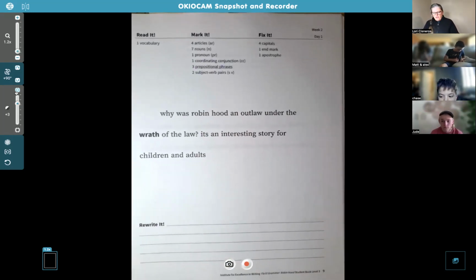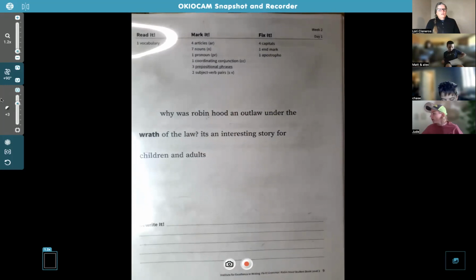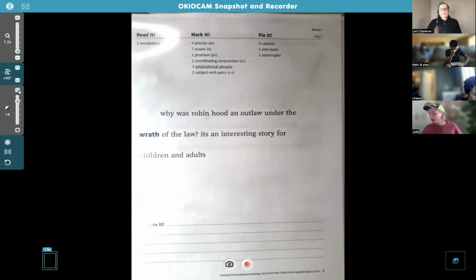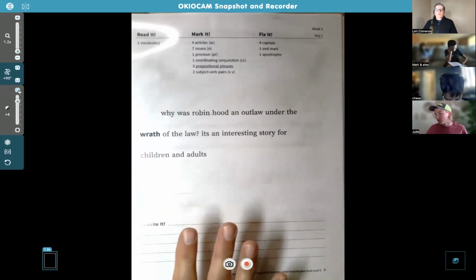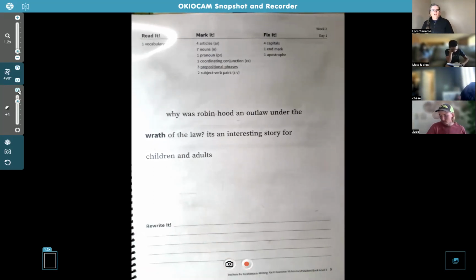Go ahead and turn to page 9. This is the practice page we're going to do together. And then this is the example for the rest of the week. So when we do this one together, that should help you to know what to do for the rest of the pages that you'll have.